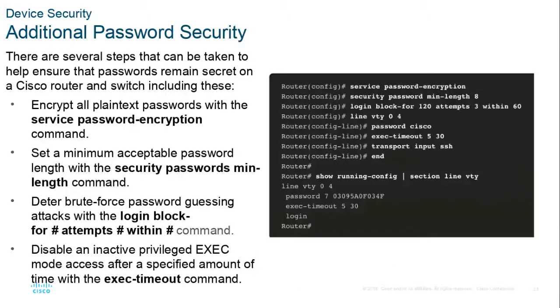For additional password security on Cisco devices, we use service password-encryption, which hides those passwords that are normally typed and shown in plain text form. And we can set a minimum length of passwords if we want to. And if someone tries brute-force password guessing, trying every possible password, we can block it after 3 attempts. We're going to block it out for 30 minutes.